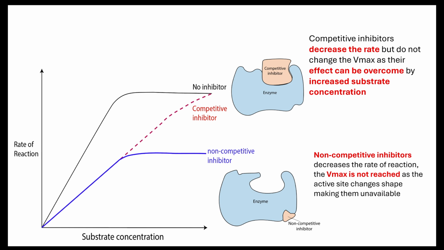So what they love to do in the exam is give you a graph and expect you to interpret it. So it's important you note if your line follows the same path but is lower down and never reaches the Vmax, that is your non-competitive inhibitor.